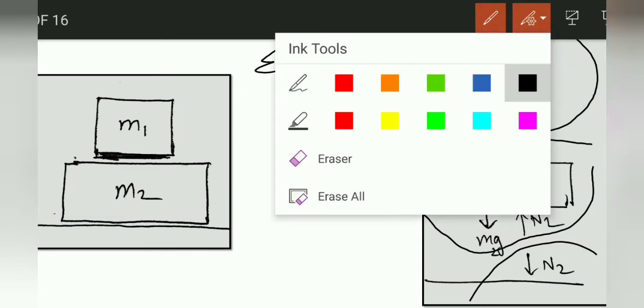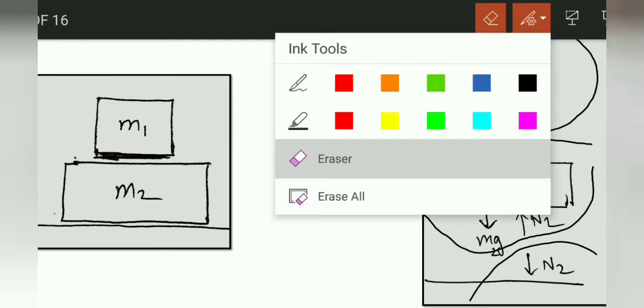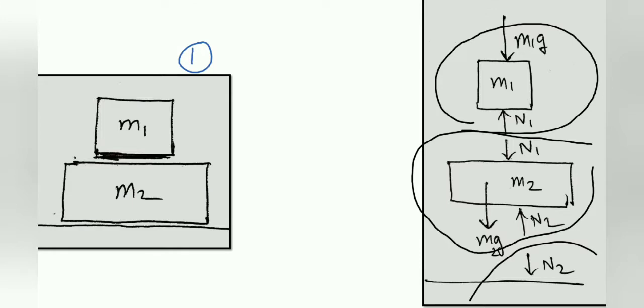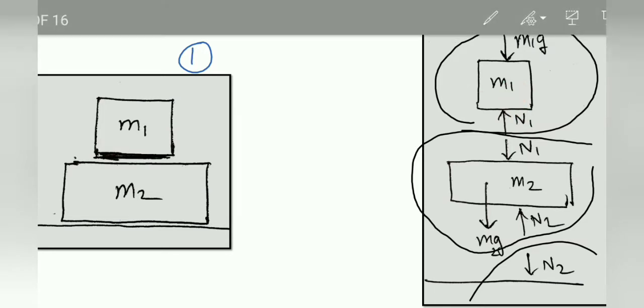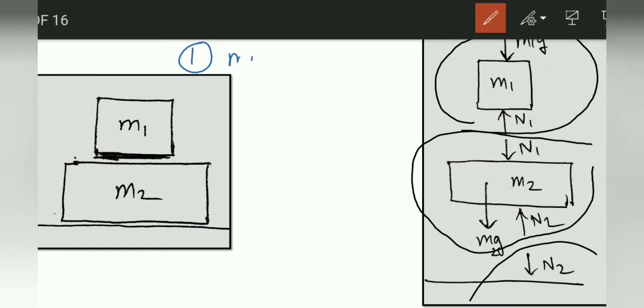Now let's see how we apply these concepts. See for block 1, the downward force is m1g, and the upward force is N1. Is there any other force? No. And this is in perfect equilibrium. So we'll write it like this: m1g minus N1 is equal to 0. So m1g is equal to N1, our first equation.